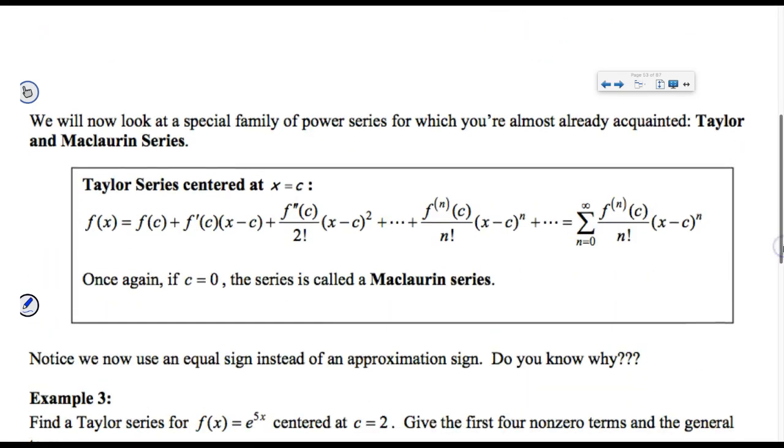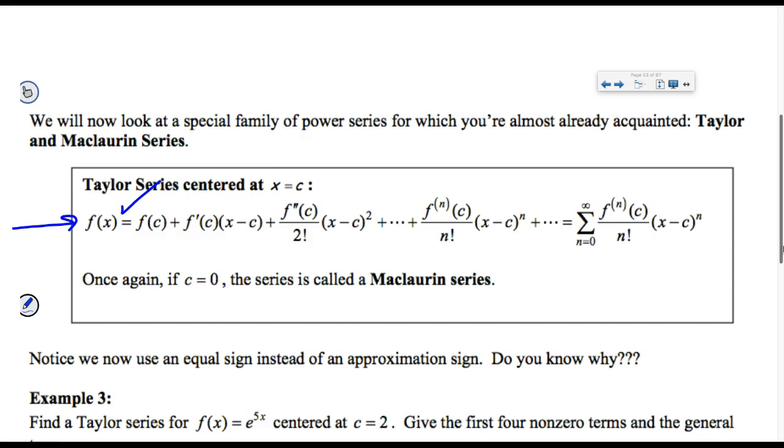Okay, so it says we will now look at a special family. These should look super familiar because doesn't my Taylor series look identical to my Taylor polynomial? Right? Doesn't this look identical to your Taylor polynomial? What's the only difference? I'm going to infinity, right? So it's no longer a polynomial. It's a series. I no longer have to write approximate. I write equals, right? But the expansion's the same.